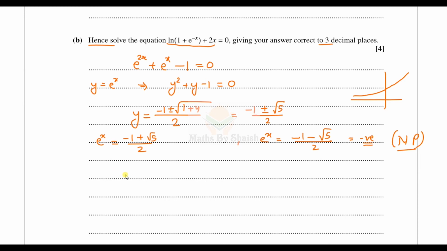It is 0.61803 and so on. So it is that only, and hence x becomes ln 0.618. We'll get it from the calculator. Ln of 0.618, that is minus 0.5481, and the 2 will make it as 1 only. So this is the last answer because we require the answer till 3 decimal places.